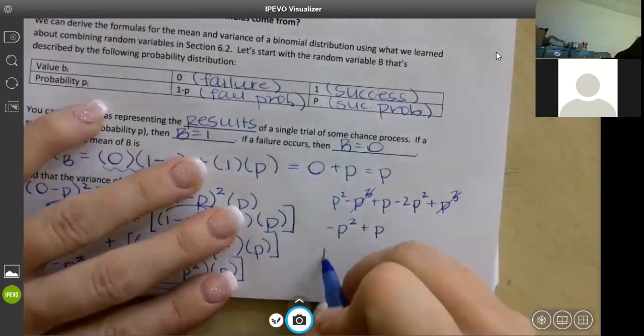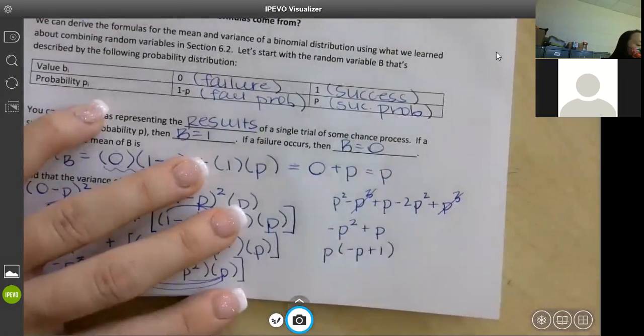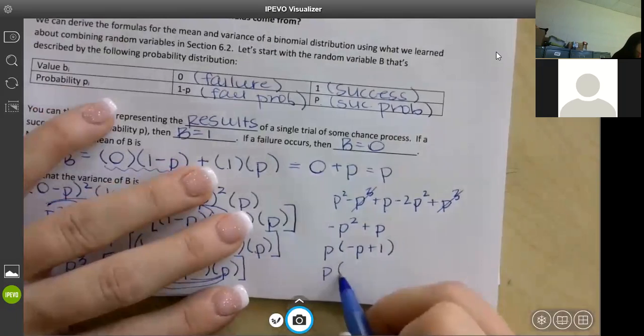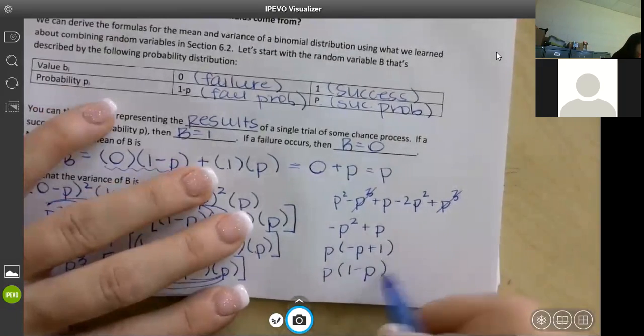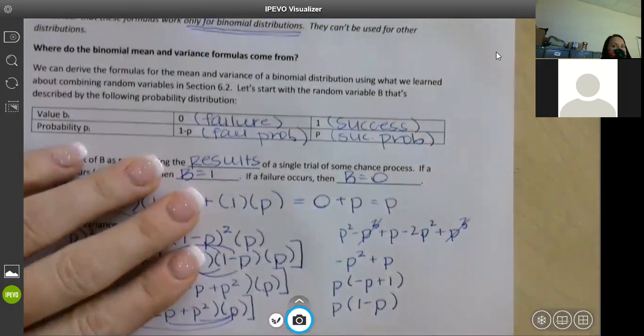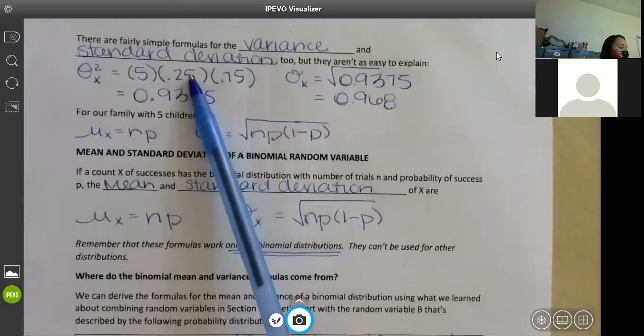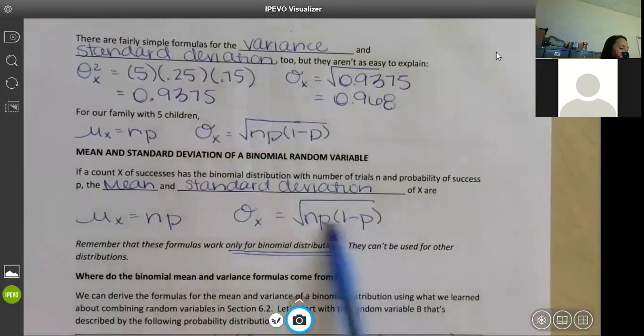We're going to take out a P. Leaves us with negative P plus 1. And then I can rewrite this as 1 minus P. So that's your formula from up there. So this is the variance formula. Let me go back real fast. Your variance was right here in P minus 1. It's the same thing that was right here.